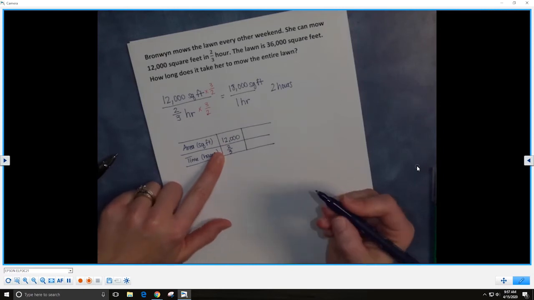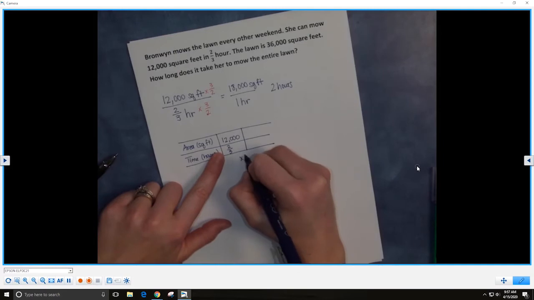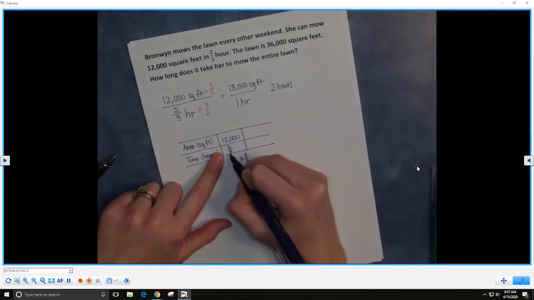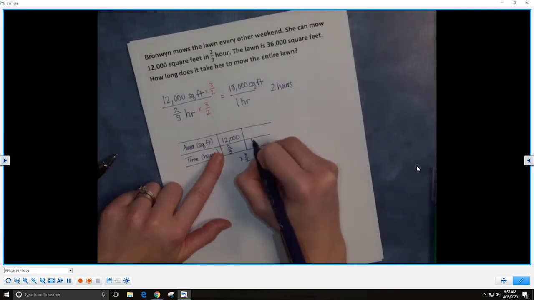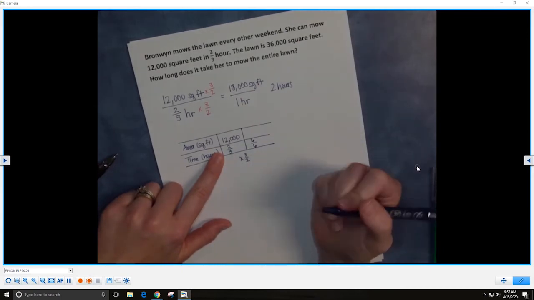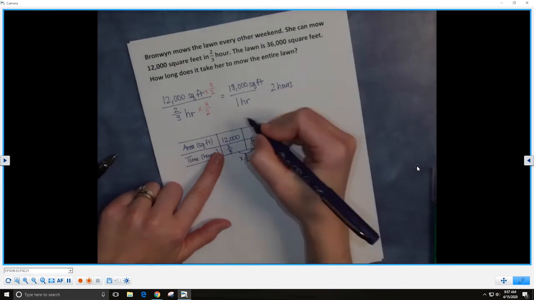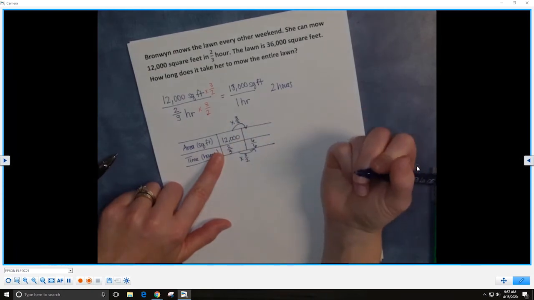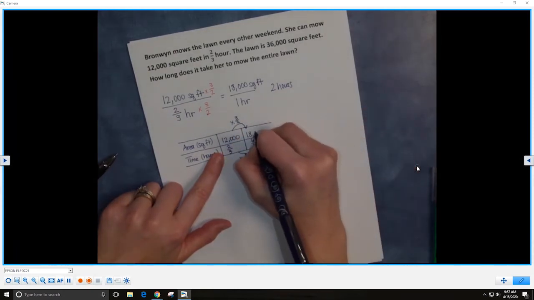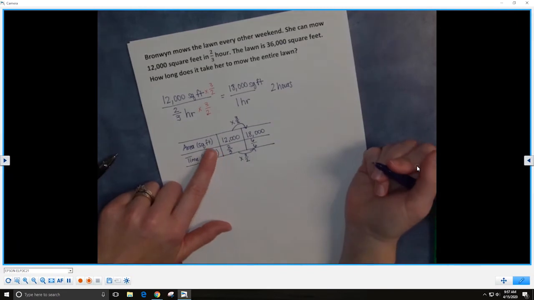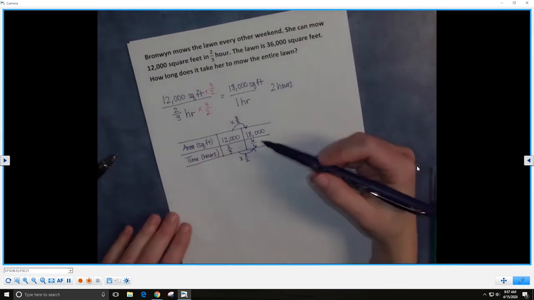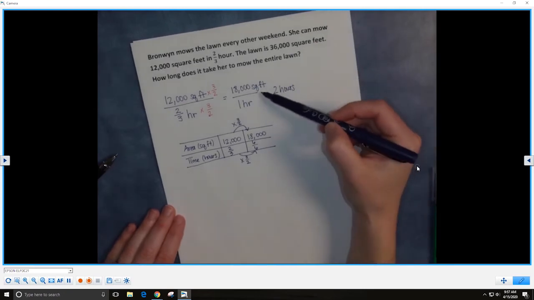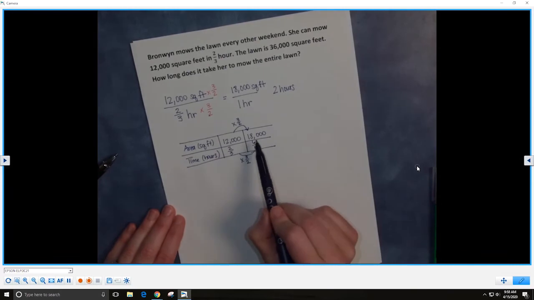Then we are multiplying by 3/2, because remember that we wanted that to be 1 whole. So 2/3 times 3/2 is 6/6, which is the same as 1 whole. Well, if we're going to multiply this one by 3/2, then we have to multiply by 3/2 here as well. And 12,000 times 3/2 is 18,000. So here you can see what we represented with our ratio is here in the table. 18,000 square feet in an hour is here as well.